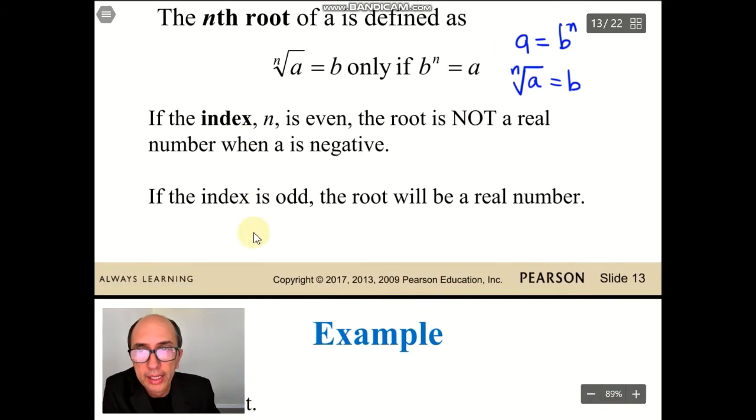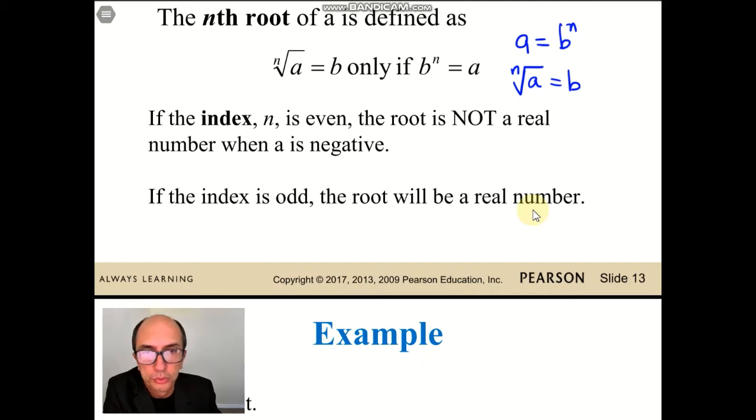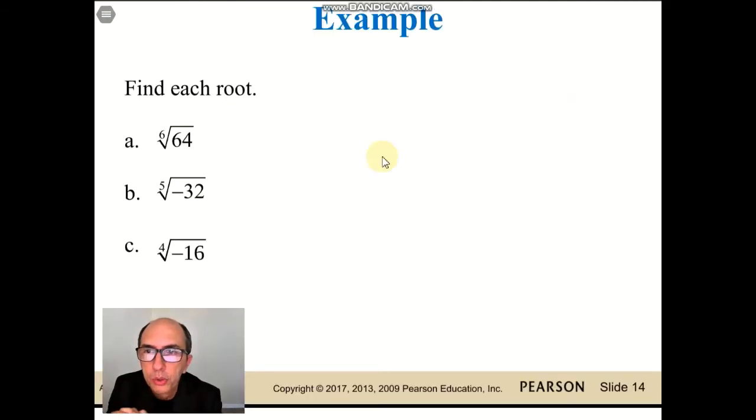But if the index n is odd, the number a can be negative, positive, or 0. It doesn't matter. It's the same rule that you have seen for the cube roots. Okay, let's work some examples to understand. Find each root, and you can use your calculator, or you can calculate by hand.